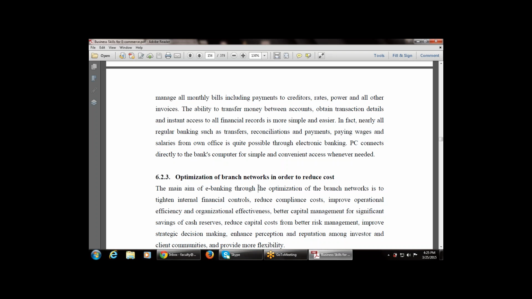So the main aim of e-banking through the optimization of the branch network is to tighten internal financial controls, reduce the compliance cost, and improve operational efficiency and organizational effectiveness. These are the main aims of the optimization of the branch network: to make the financial control, to reduce the cost, and to improve the operational efficiency and organizational effectiveness.